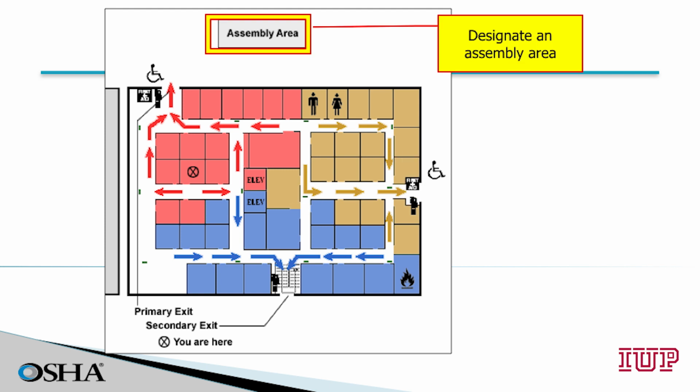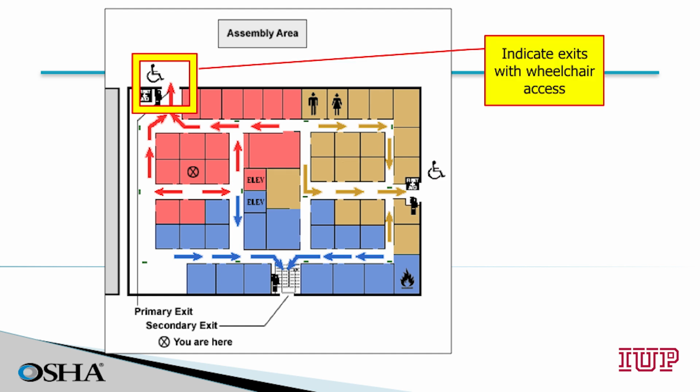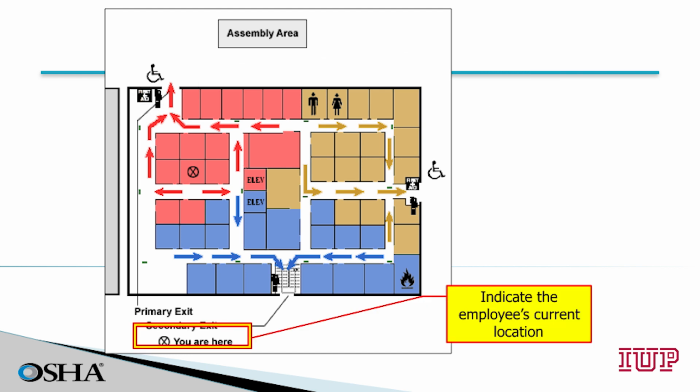We want to ensure that we have a designated assembly area for all workers, visitors, and contractors to collect. We want to ensure that nobody uses an elevator in order to reach an emergency exit. And for workers with limited mobility, we want to ensure that our exits have wheelchair access. And again, an essential element of this plan is to indicate your current location and the path of travel that you need to take to safely exit the facility.